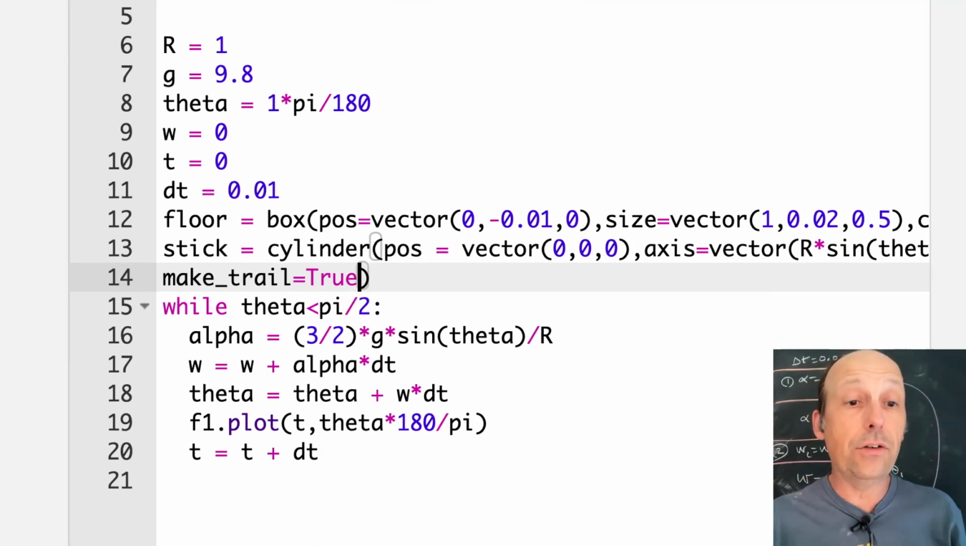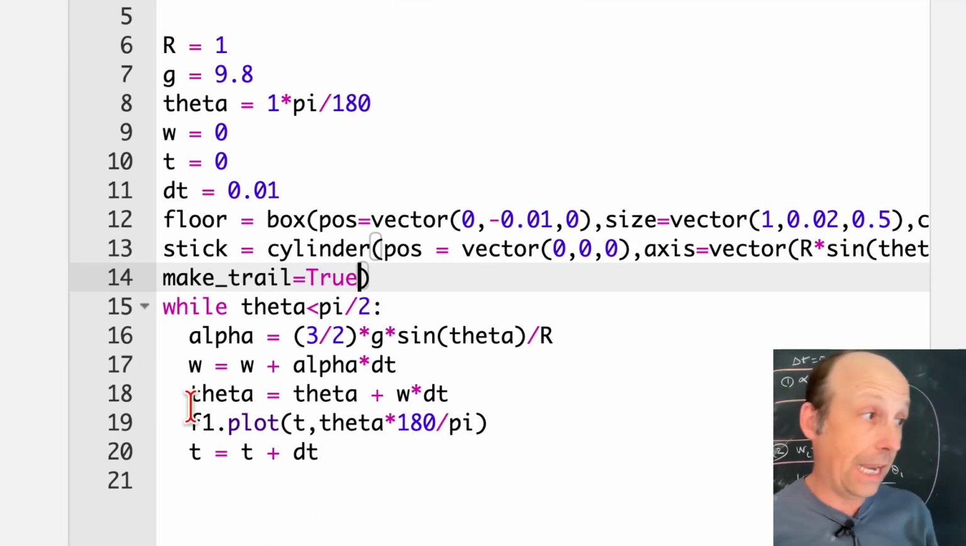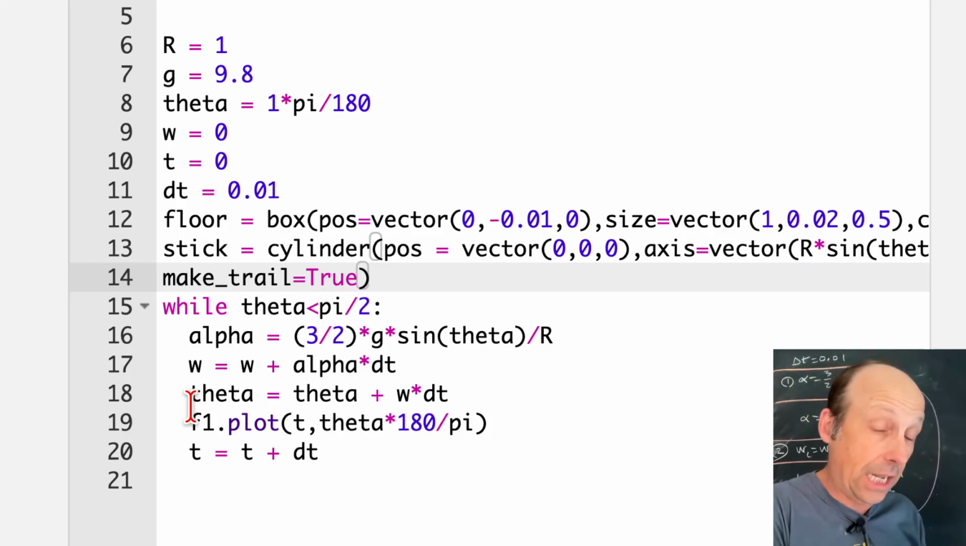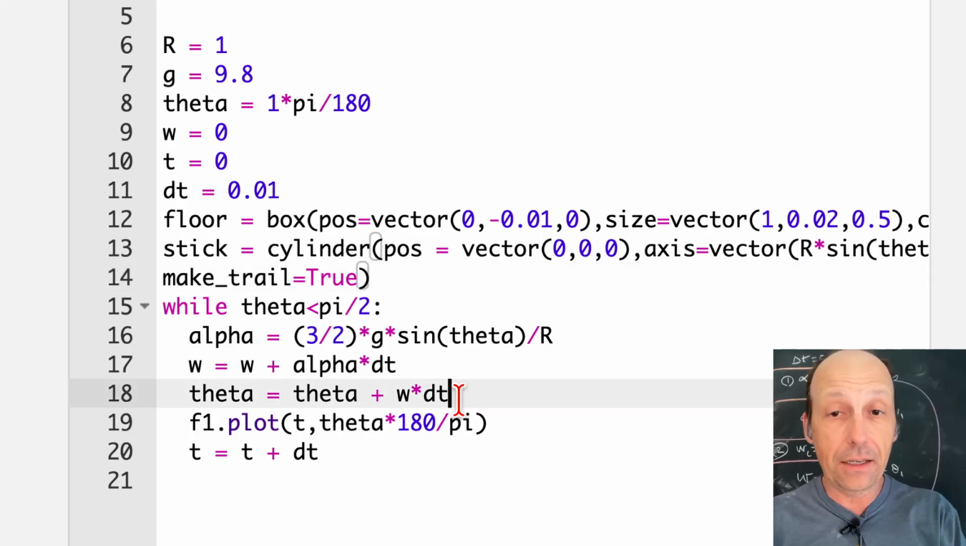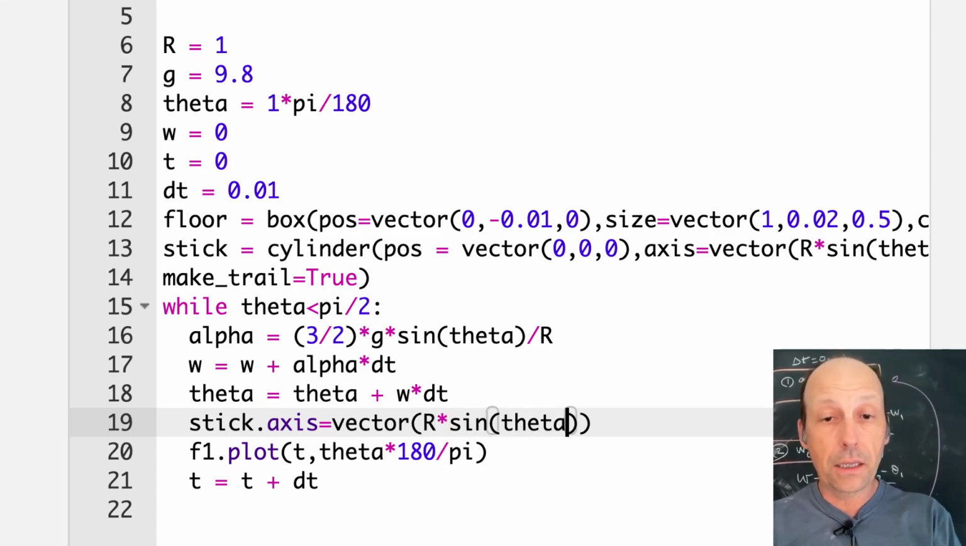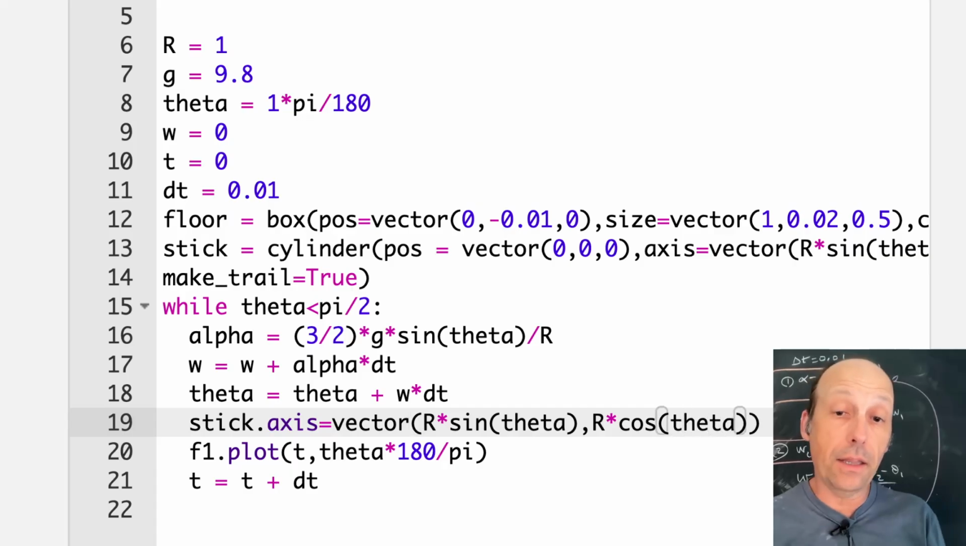So the only thing I need to do down here is whenever I change my theta, I just need to change the axis of my stick. I'm going to leave the position the same. So I'm just going to use that theta to redefine my axis. So stick dot axis equals vector r times sine theta, r times cosine theta.